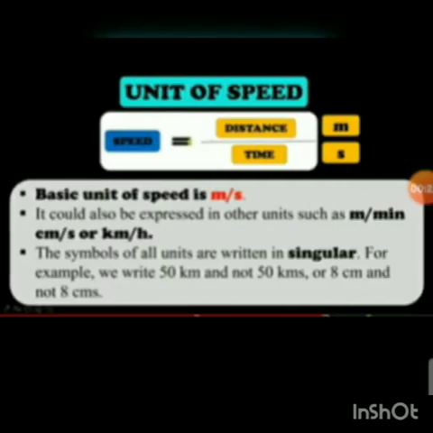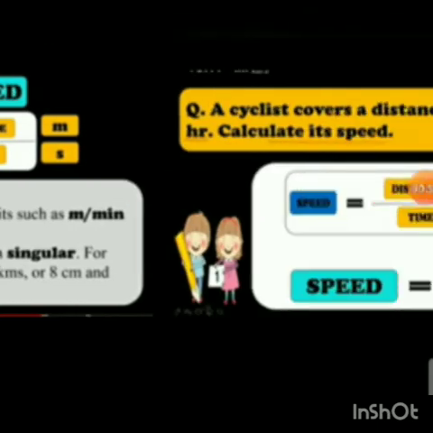Then the unit of speed. Speed is equal to distance upon time. The basic unit of speed is meter per second. It could also be expressed in other units such as meter per minute, centimeter per second or kilometer per hour. So these are the units. The symbols of all units are written in singular form. For example, we write 50 kilometer and not kilometers, 8 centimeter and not centimeters. So this is the basic unit for speed.